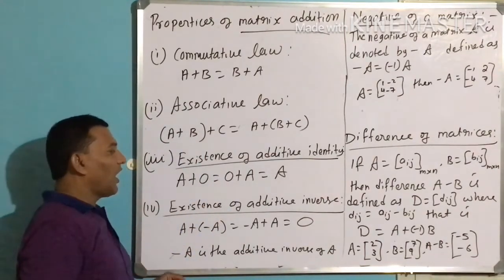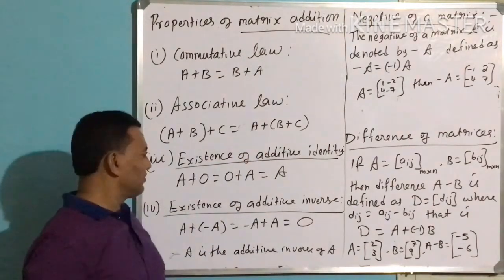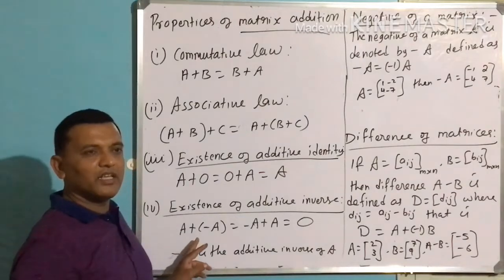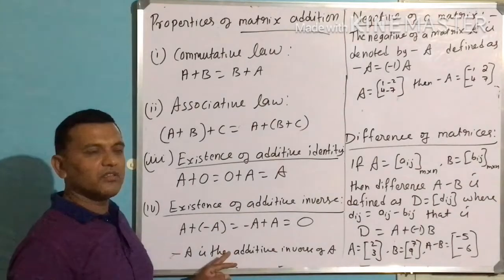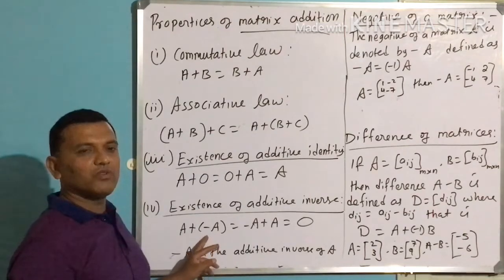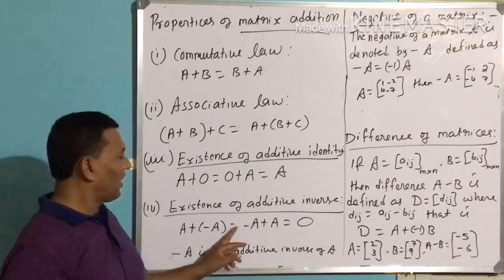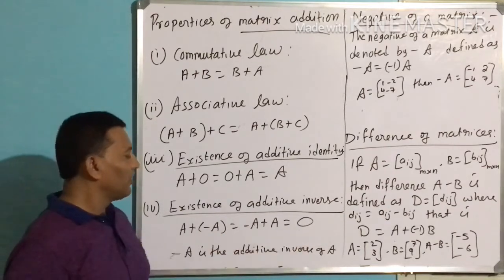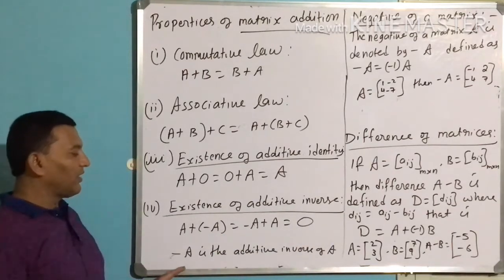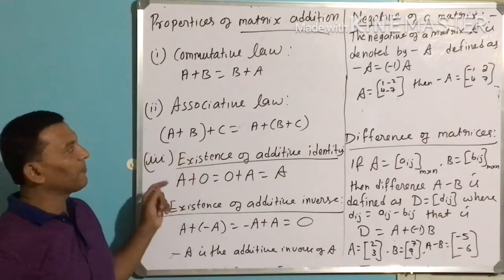There exists an additive inverse. The inverse is nothing but the negative of the matrix. For every matrix A, there exists an inverse of that matrix, minus A, which is obtained by multiplying minus 1 to that given matrix. So A plus minus A or minus A plus A will result in a zero matrix which is of the same order. Minus A is the additive inverse of A, O is the additive identity of A.